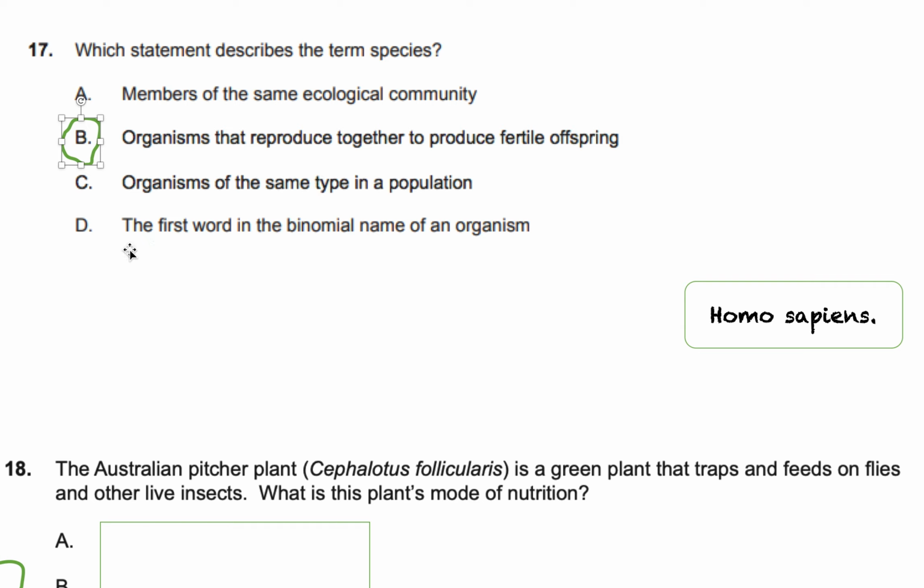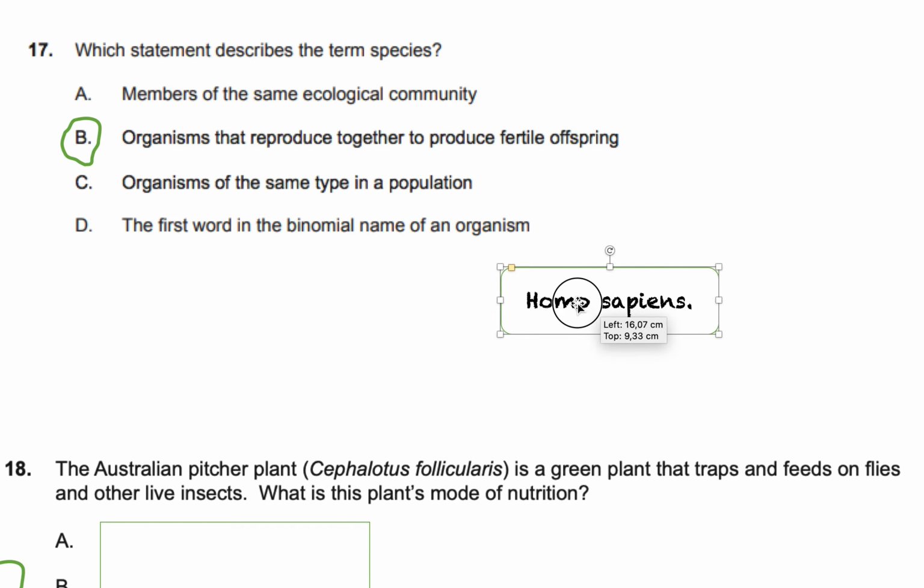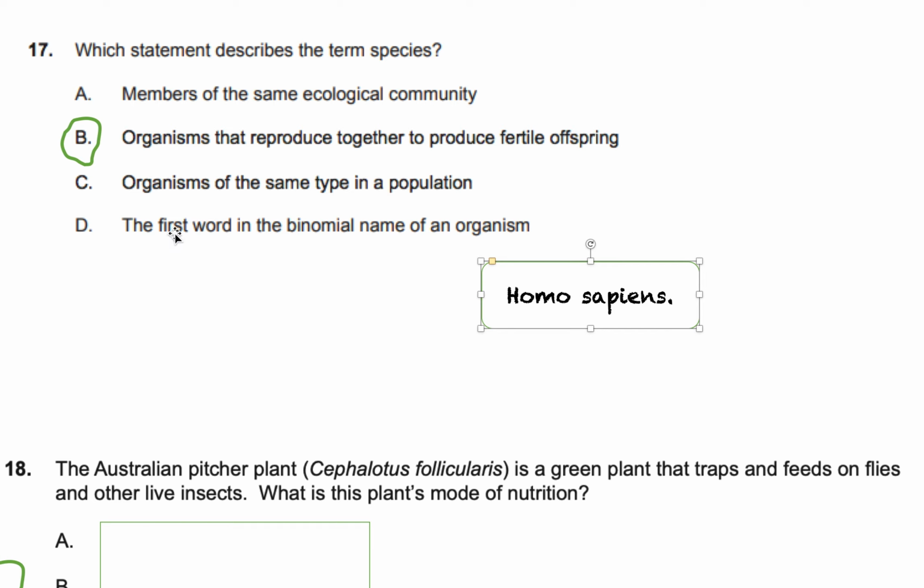How about D? The first word in the binomial name of an organism. So this answer here would not be in this topic 4. It would actually be from topic 5, but I'll just explain it real quick anyways. The reason why this one is incorrect is because the species is not the first word in the binomial name. So binomial means two parts.